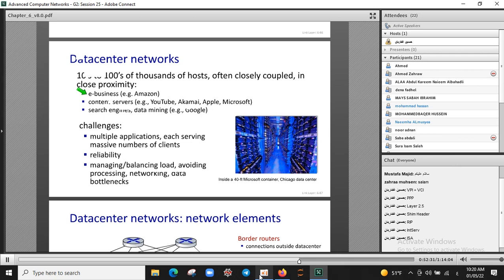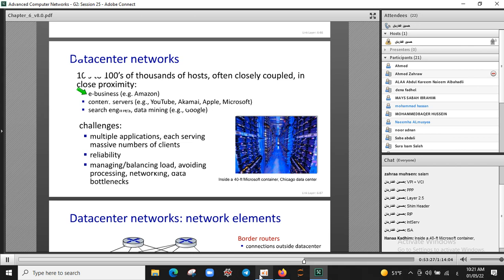In data centers, we need to manage the traffic inside the data centers, managing different traffic, different routes, load balancing between different servers, between different parts in a data center, avoiding extra processing, avoiding congestion inside the data center networks, avoiding bottlenecks in data centers. You know, we have very basic and challenging problems in data centers. We should take care of them.